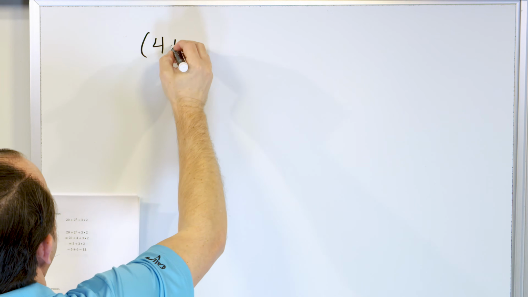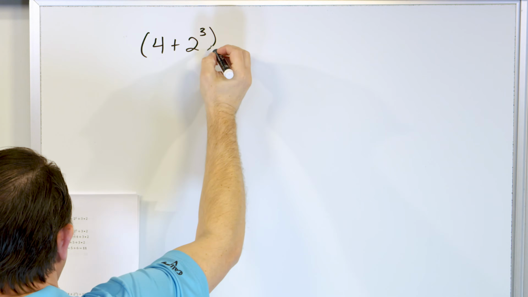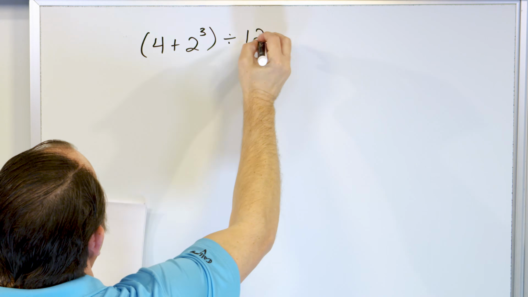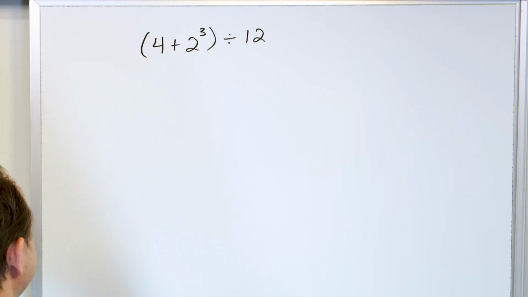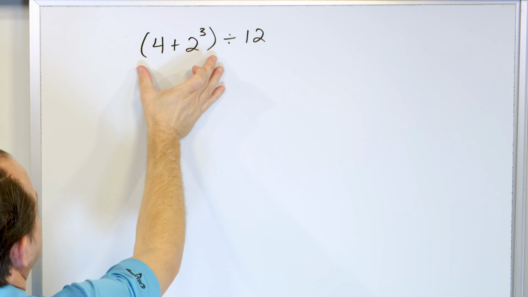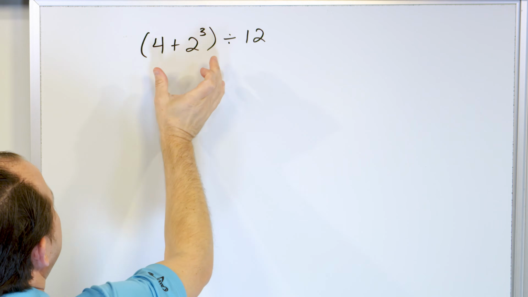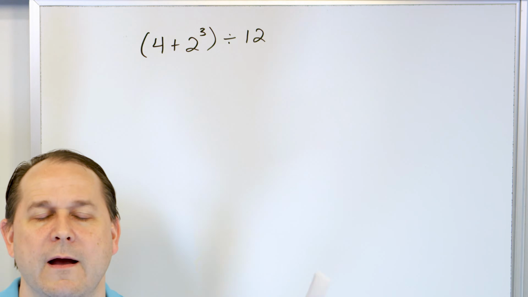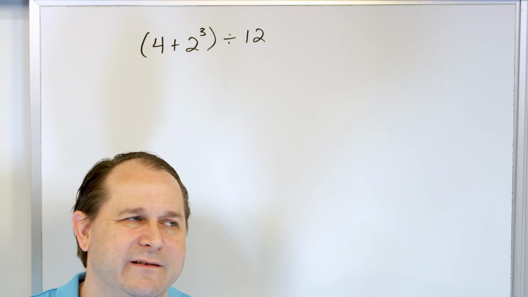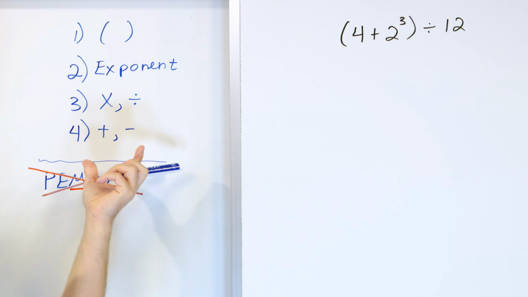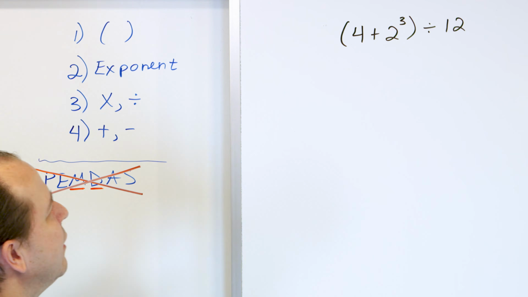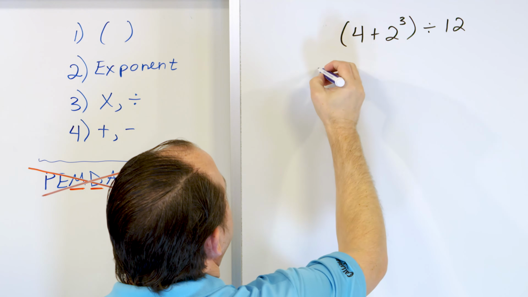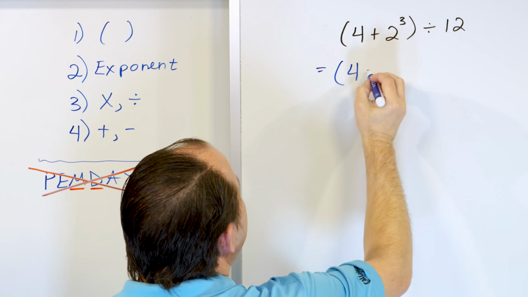What about 4 plus 2 to the power of 3, close that parentheses, divide by 12. So without looking at the list, the first thing we have to do is parentheses. Now inside this parentheses, we have 2 things happening. We have addition and exponents. What comes first between an addition and an exponent? Addition always comes dead last. You can see that right here. Exponents are always higher.